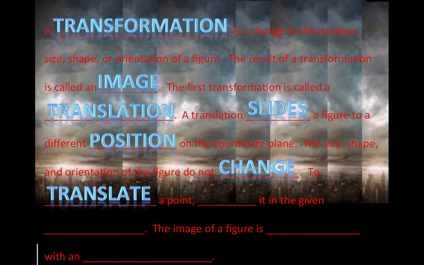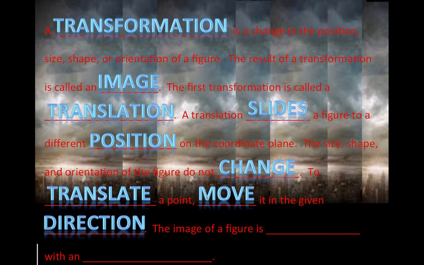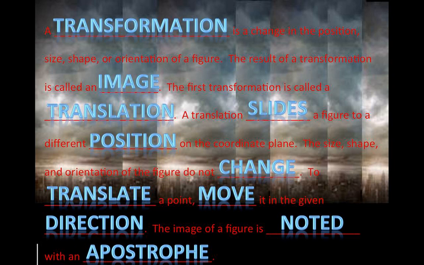To translate a point, move it in the given direction, however far you're told to. The image of a figure is noted with a little apostrophe. So if it starts out as A, it'll be A prime, which is A with a little apostrophe next to it.